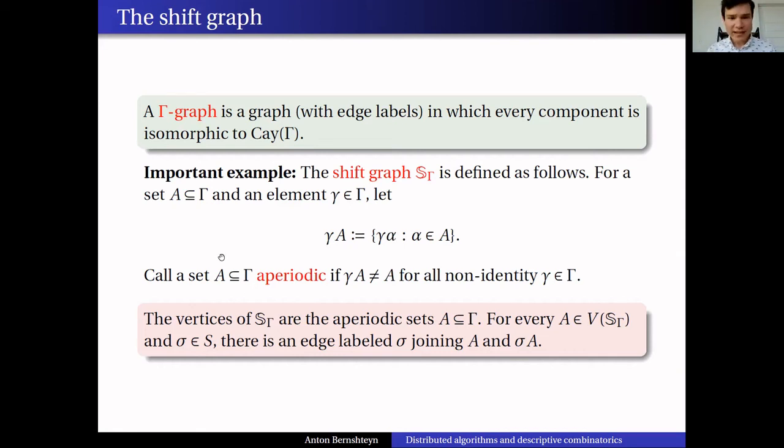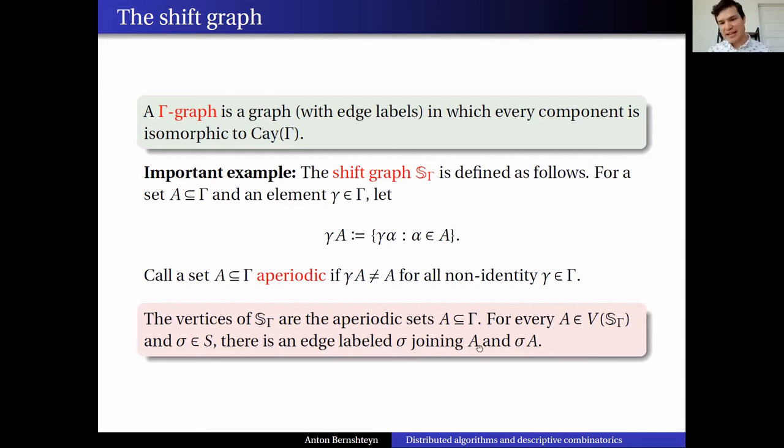And we're going to say that the set is aperiodic if it is different from all of its shifts, if gamma times A is not equal to A for every non-identity element gamma. So the shift graph S sub gamma is defined as follows. The vertices of the shift graph are the aperiodic subsets of gamma. And for every such aperiodic set A and generator sigma, I put an edge between A and the shift of A by sigma, labeled by this generator. The reason why we need to look at aperiodic sets here is that this ensures that this is indeed a gamma graph, that every connected component is isomorphic to the Cayley graph of gamma.